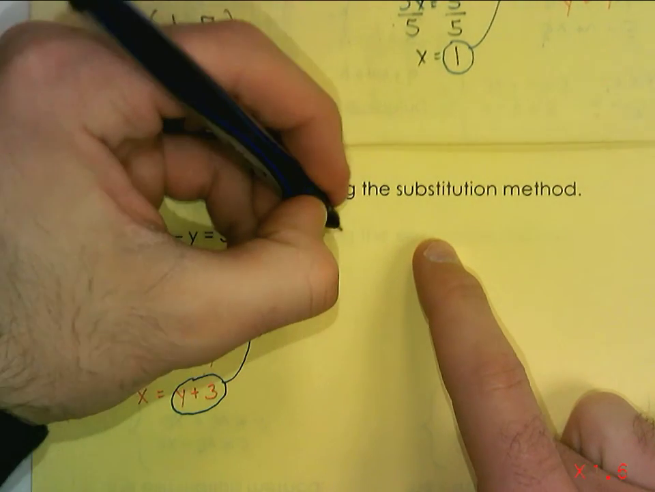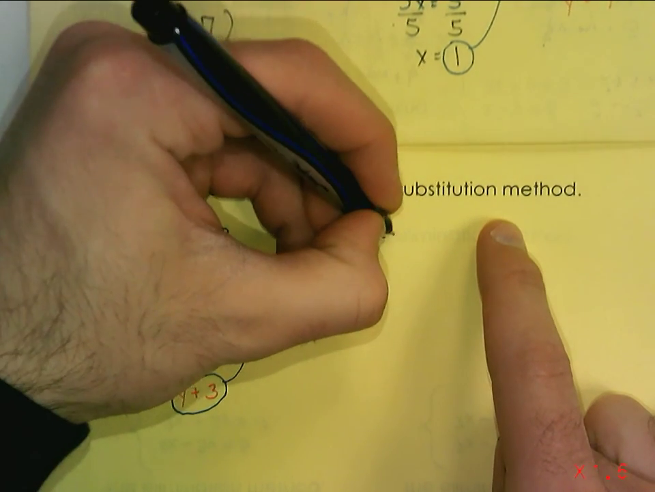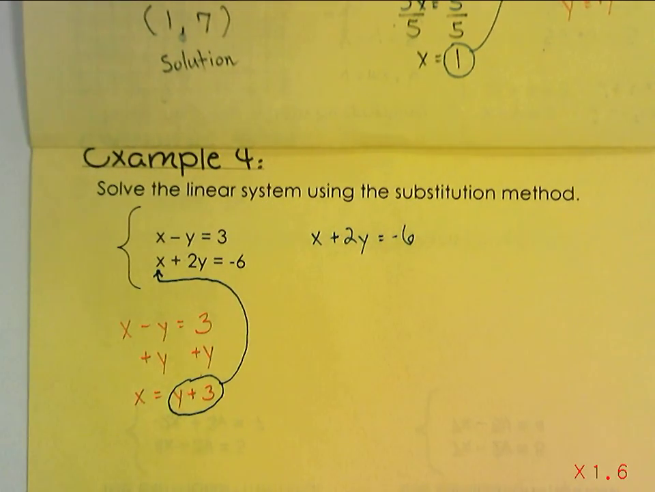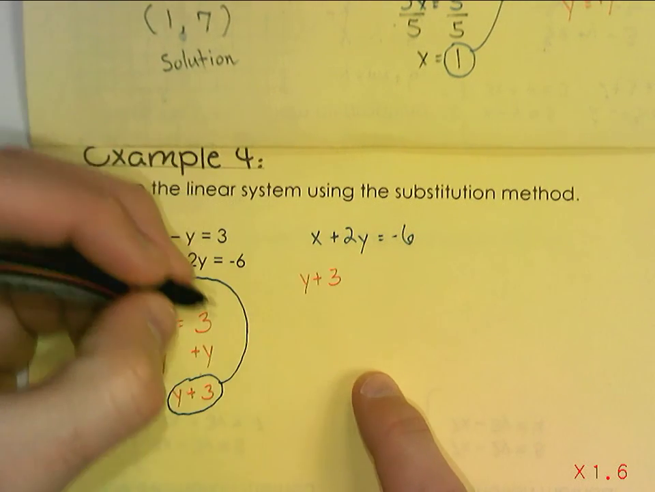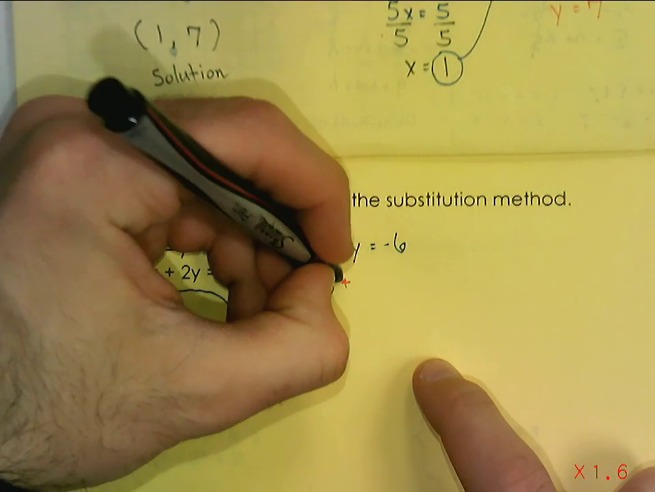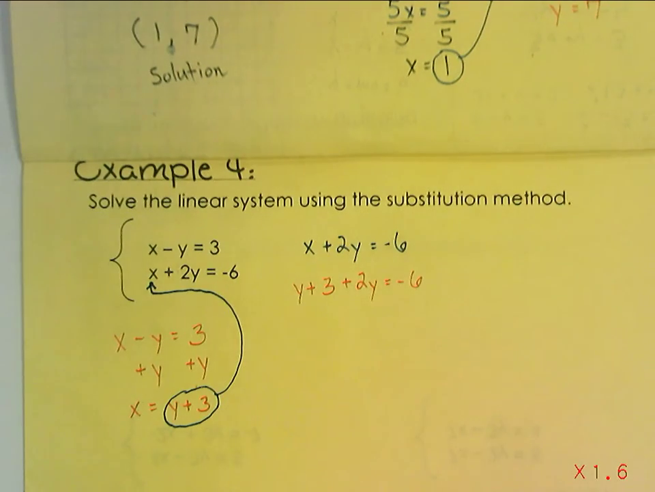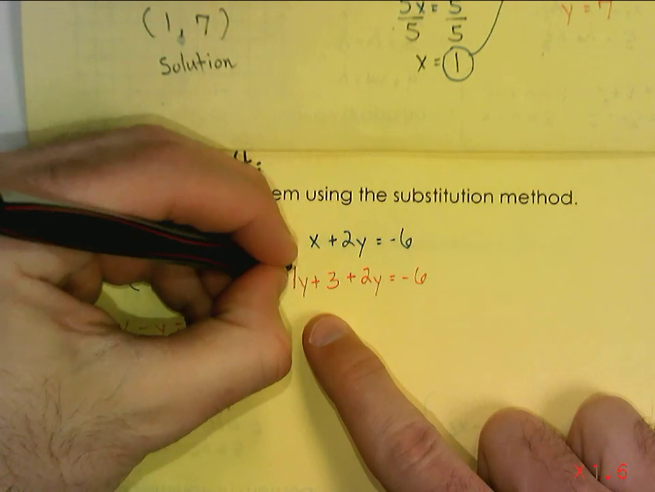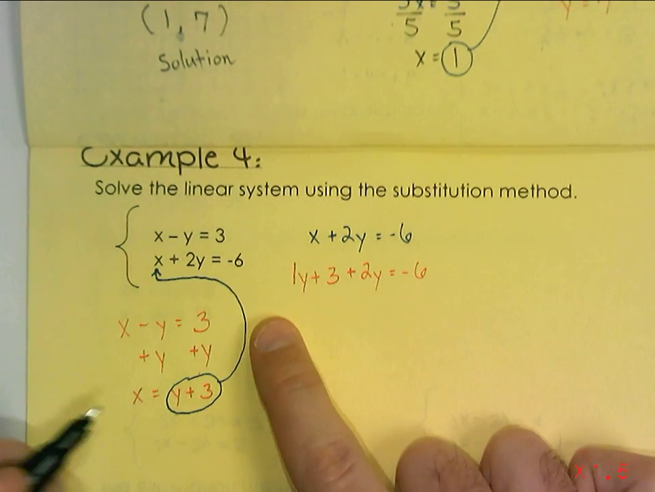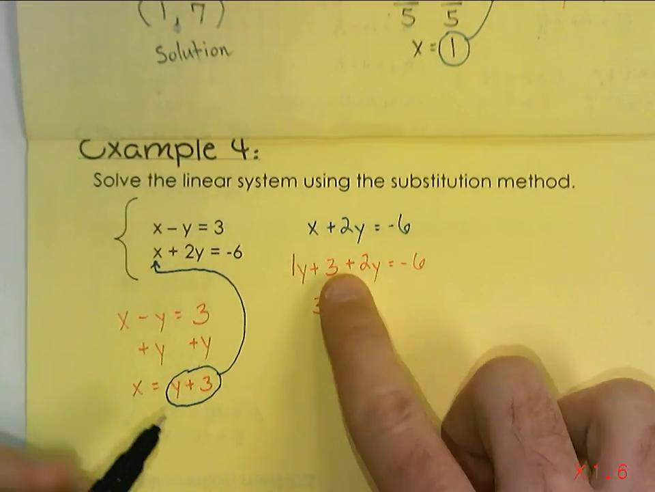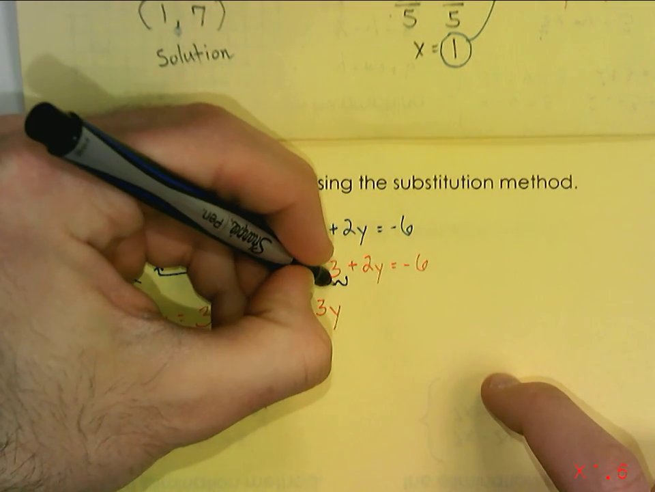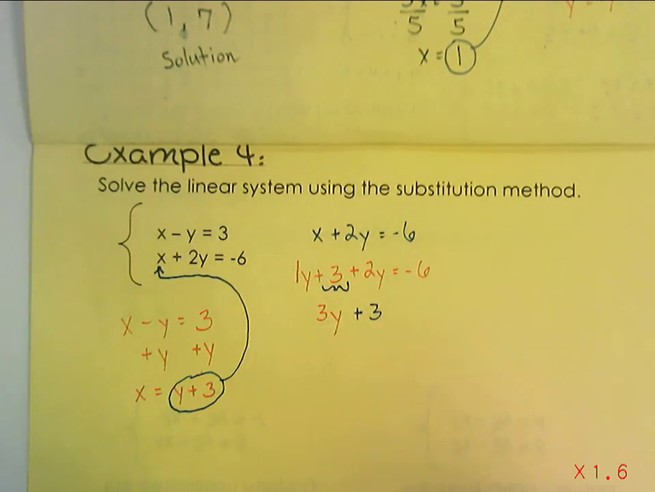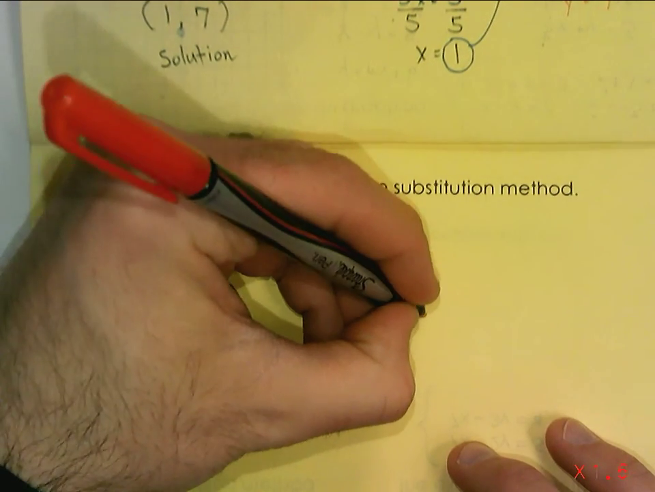So I'm going to copy down my original problem. x plus 2y equals negative 6. I'm going to put y plus 3 in for x. y plus 3. And then I'm going to write down everything else I still have. Plus 2y equals negative 6. Again, combine like terms. I have a 1y here, and I have a 2y. That gives me a 3y. I still have this 3 here, so that I still need to add. So 3y plus 3, and that's going to equal negative 6.